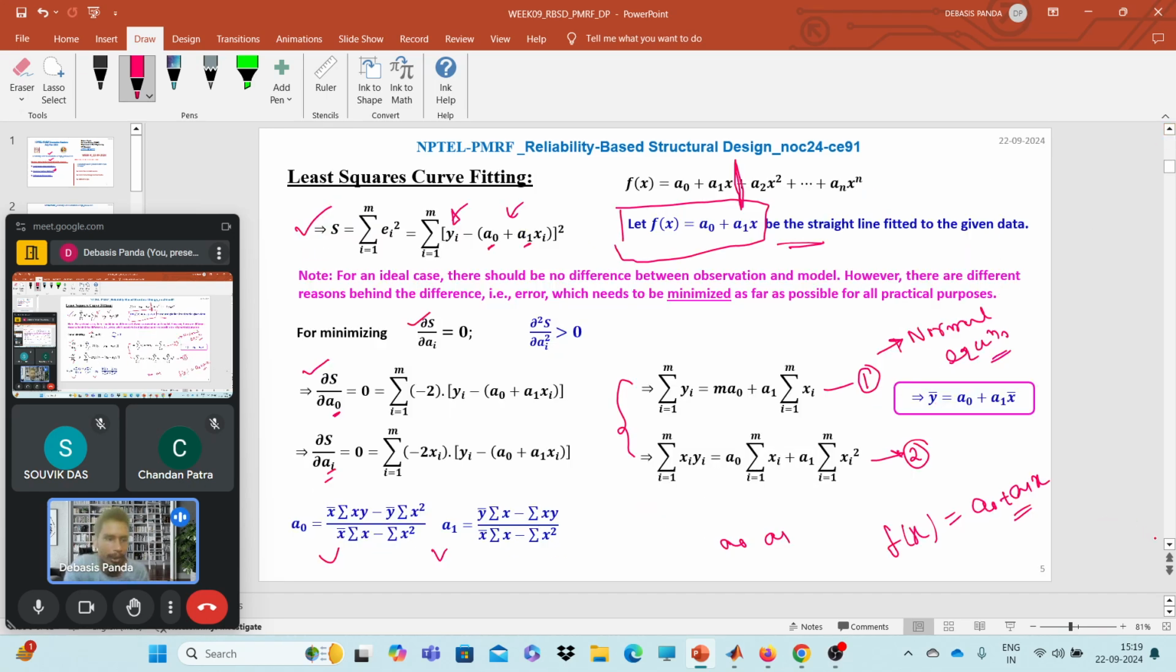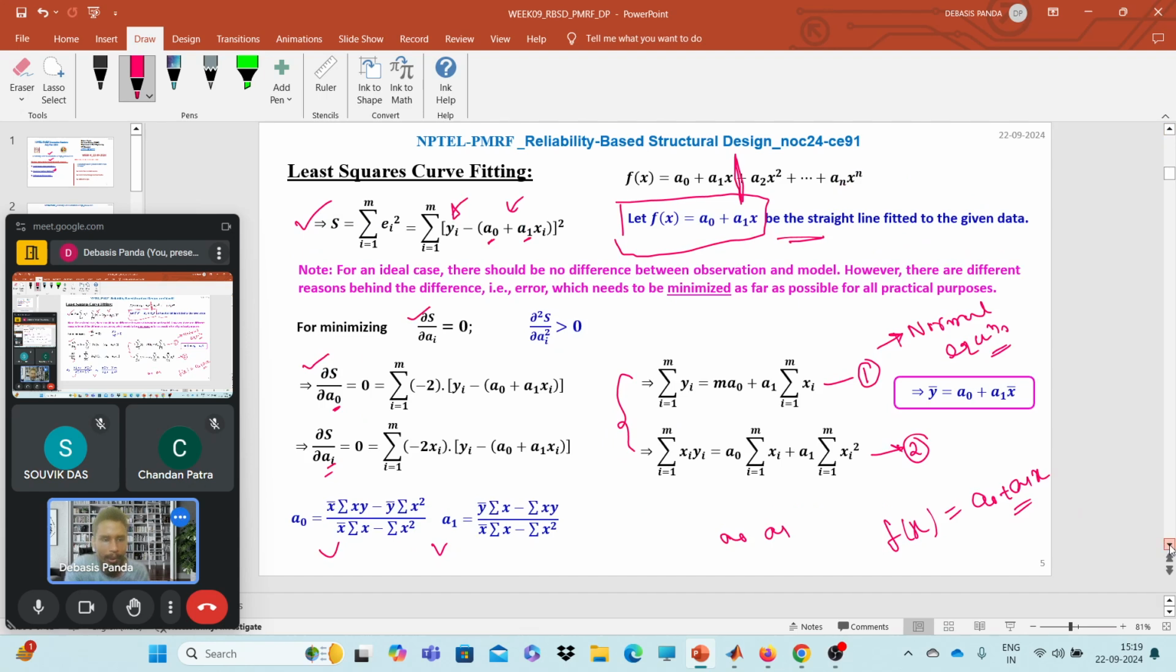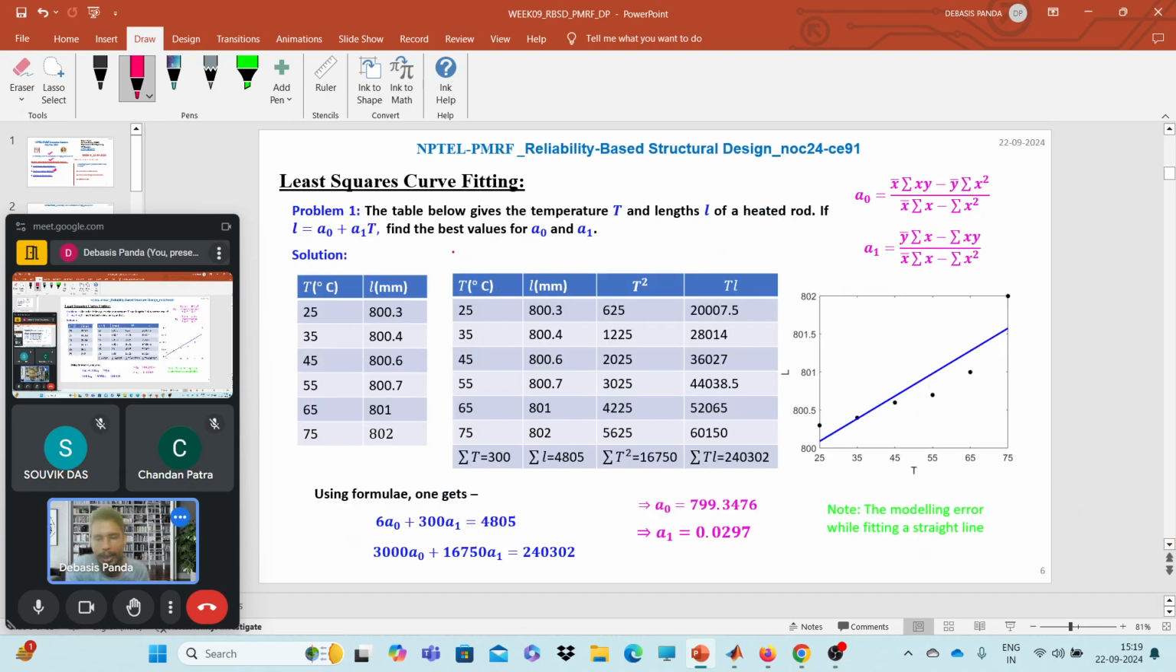So first we can solve one example, then we move to the nth order polynomial. So here we have that data set, temperature versus length of a rod. If we wish to fit this function, that means a linear function, L equals a naught plus a1 t, find out the value of a naught and a1.